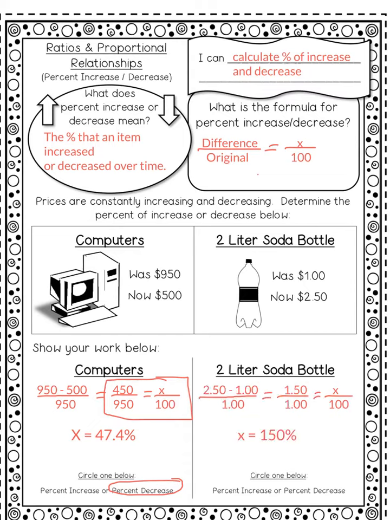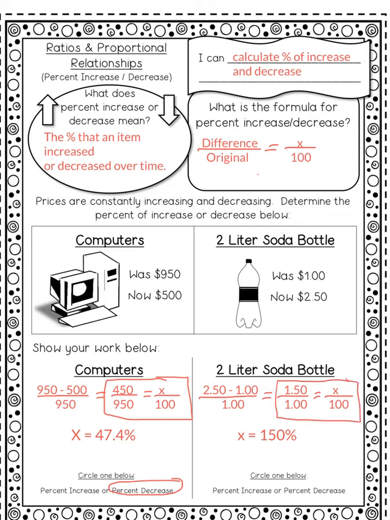I subtracted the two prices for the soda bottle, $2.50 minus $1, and got $1.50. And I wrote that over $1. So our proportion now that we need to solve is this proportion right here.